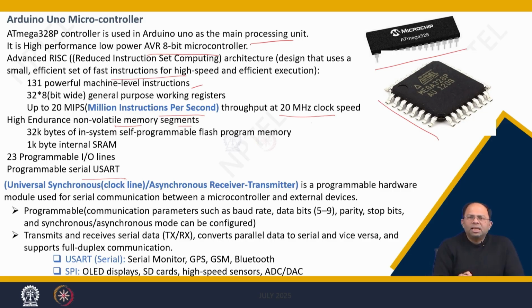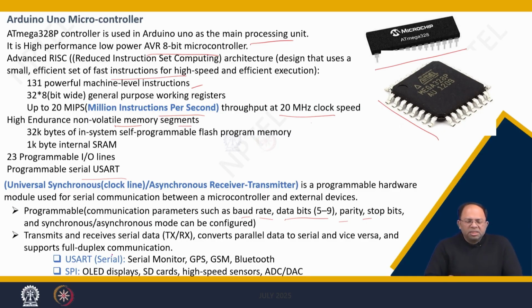USART is basically universal synchronous or asynchronous receiver transmitter. If it is synchronous, that means the clock signal is also there. It is a programmable hardware module used for serial communication between a microcontroller and external devices, right? It is programmable, meaning we can change parameters such as baud rate and data bits. When we have Bluetooth communication or some other form of communication, we have to set all this: what form of communication is happening. And we can also set whether it will happen in synchronous mode or asynchronous mode, and we can configure that.